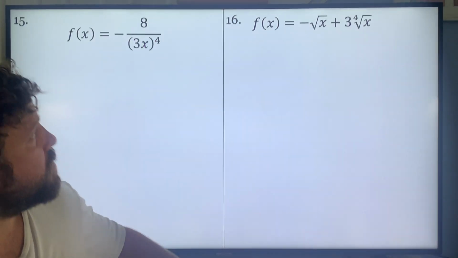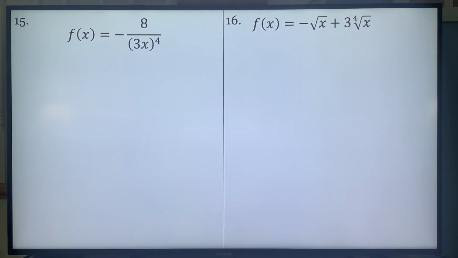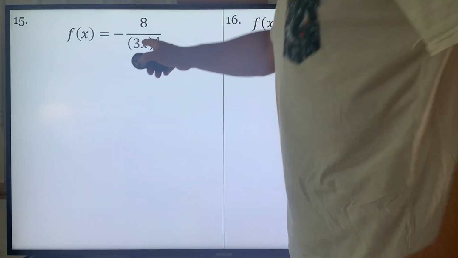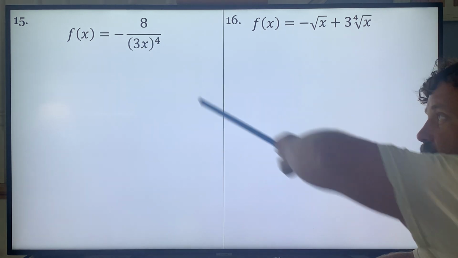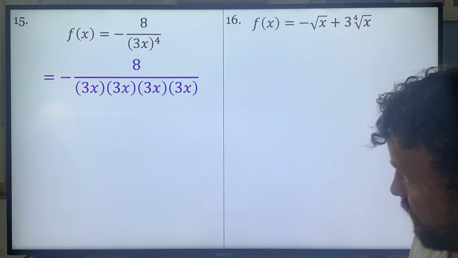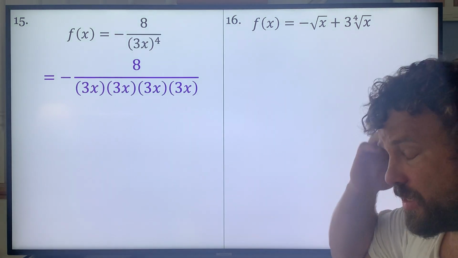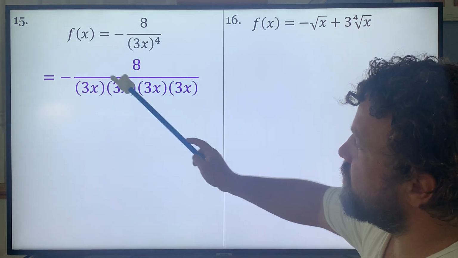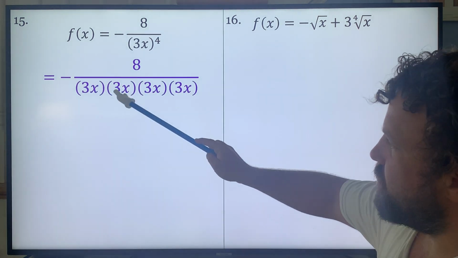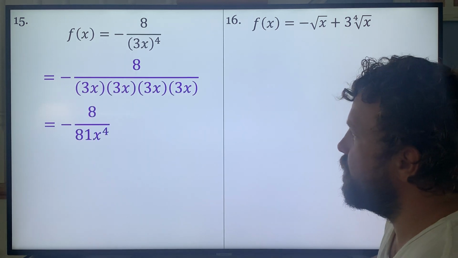All right. Next two, here we go, a little bit difficult. All right, first thing you want to do is expand the bottom. 3x, the whole quantity to the 4th power. That is the same as 3x times 3x times 3x times 3x. You don't have to write this out, but it does help a lot of students that don't see that I'm multiplying the 3 to the 4th as well. 3 times 3 is 9, 27, 81, x to the 4th.